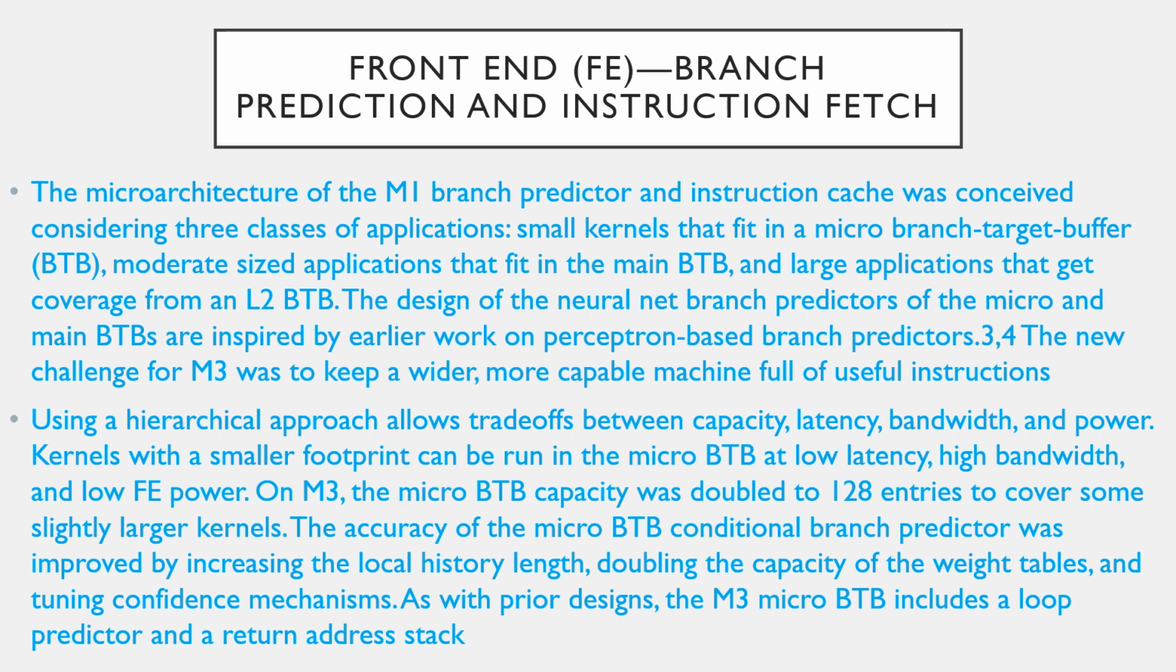Kernels with small footprints can be run in the micro BTB at low latency, high bandwidth, and low FE power. On M3, the micro BTB capacity was doubled to 128 entries to cover some slightly larger kernels. The accuracy of the micro BTB conditional branch predictors was improved by increasing the local history length, doubling the capacity of weight tables, and tuning confidence mechanisms. As with prior designs, the M3 micro BTB includes a loop predictor and a return address stack.